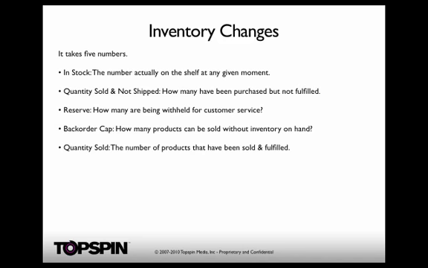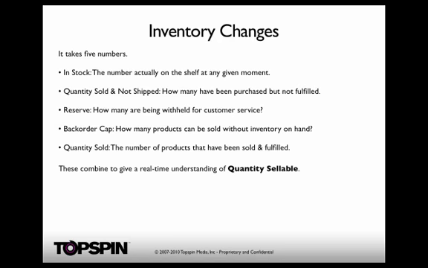Finally, the last primary number in the system is one for historical measure, and it's quantity sold. The quantity sold is the number of products that have been sold and fulfilled. The fulfiller has marked them as shipped. This is primarily for historical reference and is your gauge to look at any given product SKU, how many you have sold and shipped over the life of that product in the system.